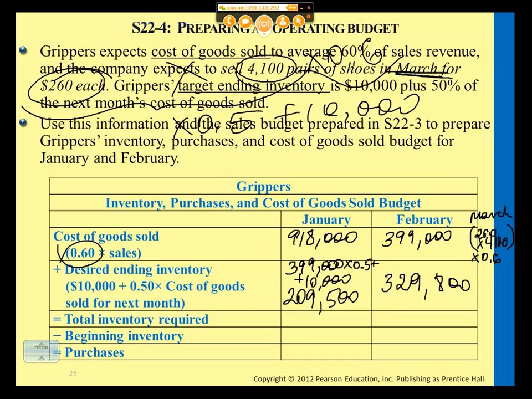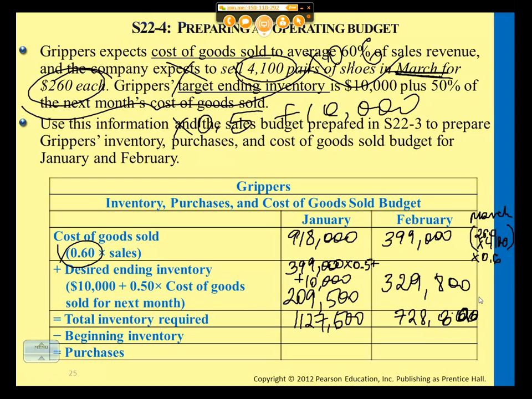Okay. So how do we find our total inventory required? What are the numbers? So it's cost of goods sold plus desired ending. Right. We're just adding the two. And that's the second one. We just added the two together.